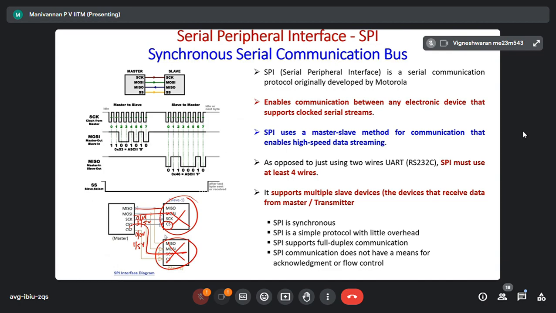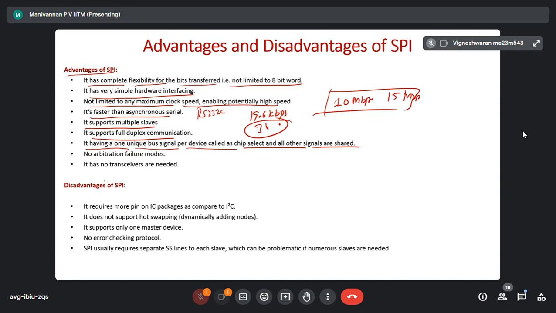More devices can connect it, and anytime master can decide data can be sent to any slave devices, which is not possible in case of RS-232. Only 2 devices are possible. Okay. No arbitration fail modes are there. This we will see when we talk about arbitration.